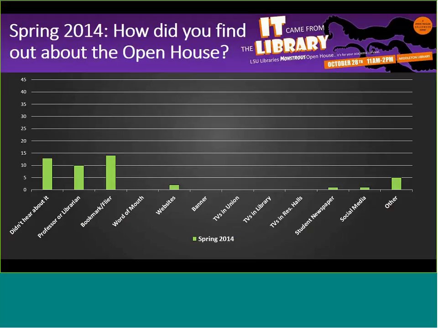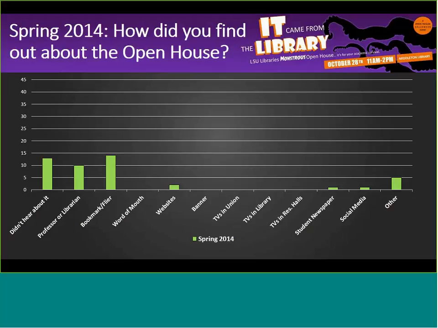But following closely behind that is students that said they didn't hear about the event. They found out about it when they walked in the library. And then right behind that was professor or librarian, and this is because we encouraged our liaison librarians to contact their faculty to tell them about the open house, and ask them to offer extra credit, especially in classes where the students would benefit from finding out about our resources. Our librarian instructors that taught library classes also offered it as extra credit.